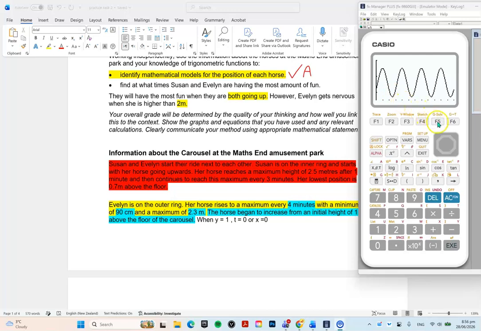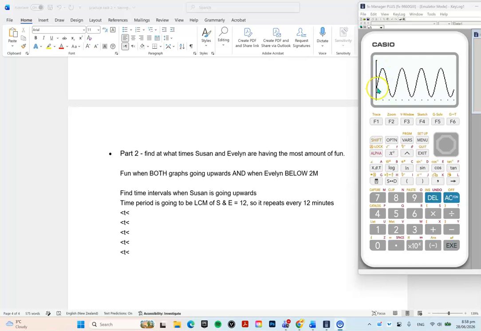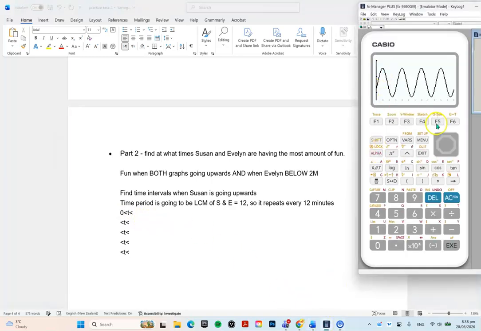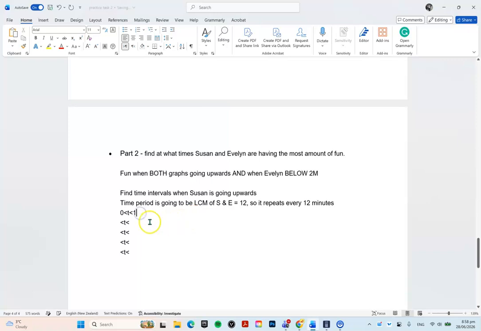So the way we do that is we can go G-solve, and we can go max, so F2, and EXE. Should work. Right, and as you can see, at 2.5, x equals 1. So after 1 minute, as it said in the question, it will be at its maximum height. We need to find the minimum height. Right, so when it's going up, it is going to be from this point, which is 0, to this maximum here, which if we go G-solve and max, it should give us 1. Yep, 1. So that's the first time it's going up.